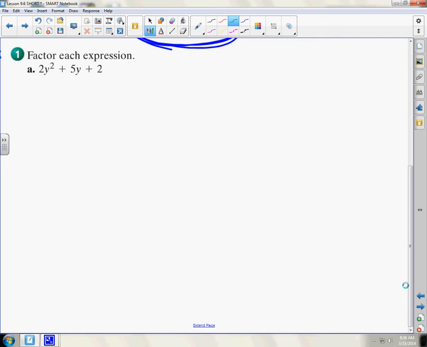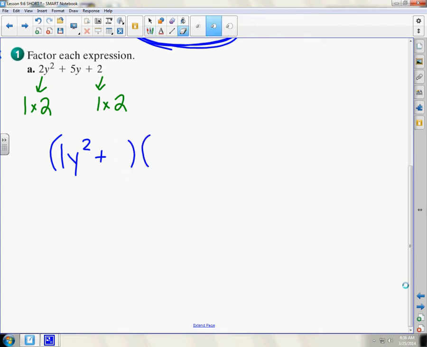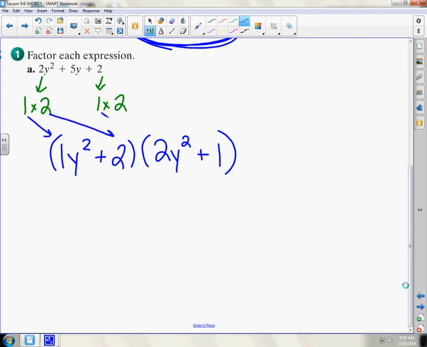So I'm going to list my factors of 2, which are just 1 times 2. This is nice because it's only 2 factors for each. So what ends up happening is you have 1y squared plus 1. No, sorry, plus 2. And then you have 2y squared plus 1. So each one of these goes in one spot.